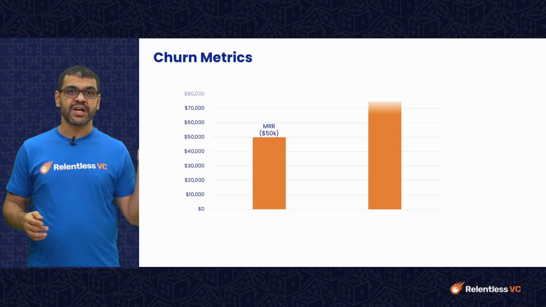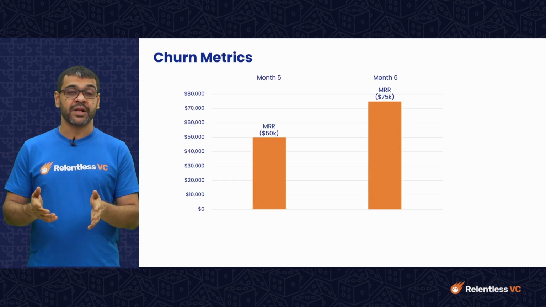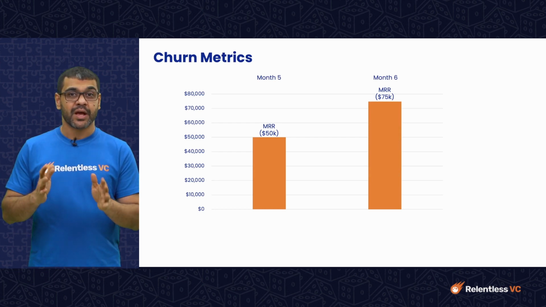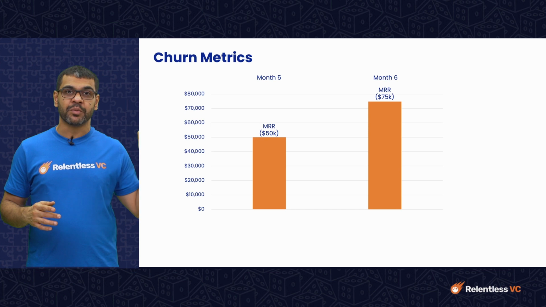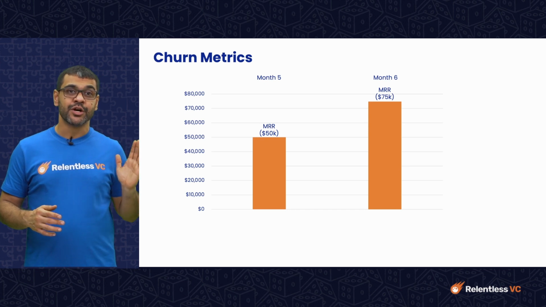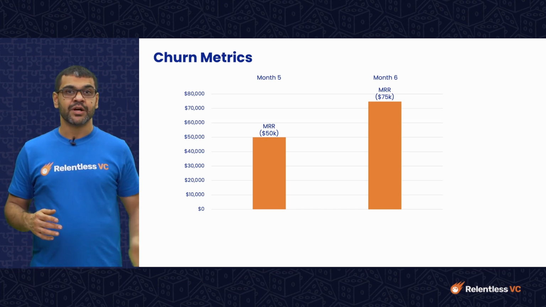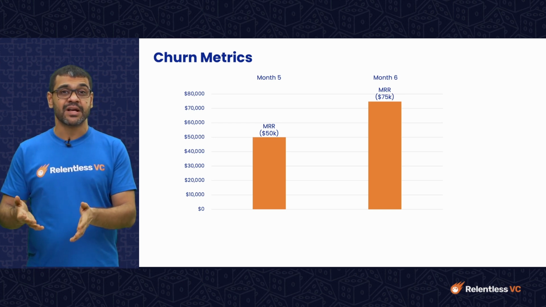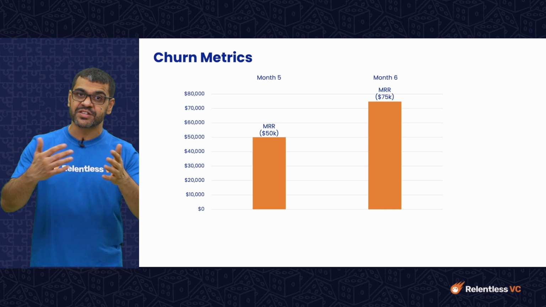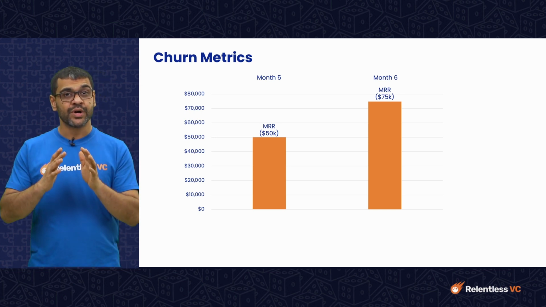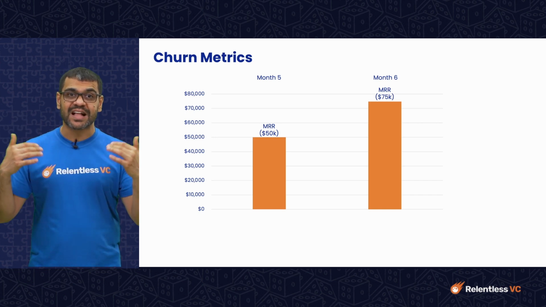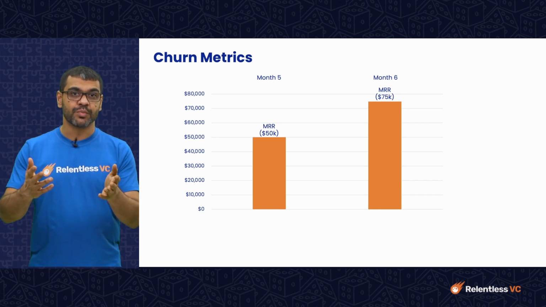This chart shows the MRR from the previous example in months 5 and 6. The startup grew rapidly. MRR grew by 50% in 1 month, from $50,000 to $75,000. Now, this growth would have come by adding new customers as well as by selling upgrades to existing customers. Also, this growth would have come despite some customers downgrading or cancelling their subscription between the 2 months.